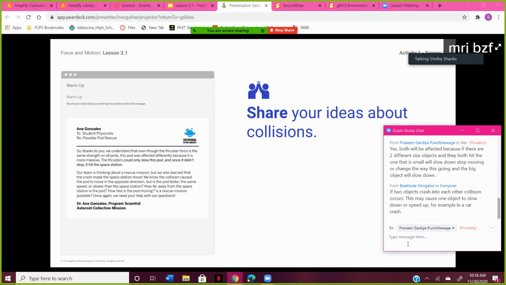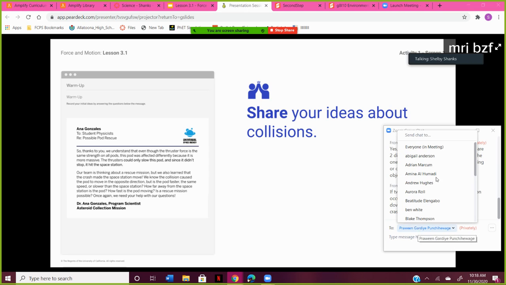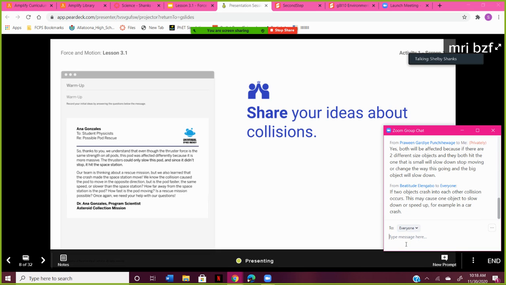All right, we got another one. If two objects crash into each other, collision occurs. This may cause one object to slow down or speed up. So an example is a car crash. So that's where we get a lot of good examples, is when we're talking about car crashes.